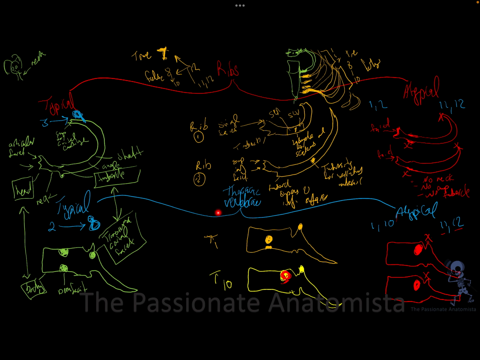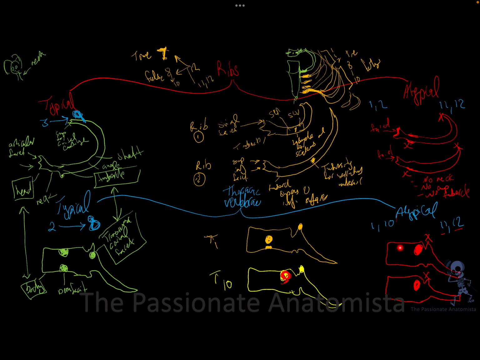We had typical and atypical, the magic number 2 to 8. Why are they typical? Because they have superior and inferior demifacets, and they have the transverse costal facet on the transverse process, and that articulates with the tubercle of the rib, and the demifacets of the body articulate with the head, superior and inferior demifacets of the head of the typical ribs.